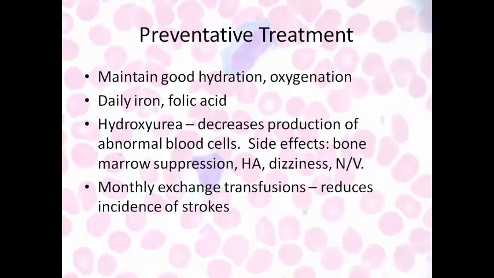Something we have started to investigate, for children especially, but also adults, is monthly exchange transfusions. The patients come in once a month. We take out their diseased red blood cells and put in someone else's red blood cells, someone who's donated that blood to them. This, we know for sure, reduces the incidence of those silent strokes I was telling you happen for children. But of course, it's also going to reduce all of the other symptoms associated with the disease.